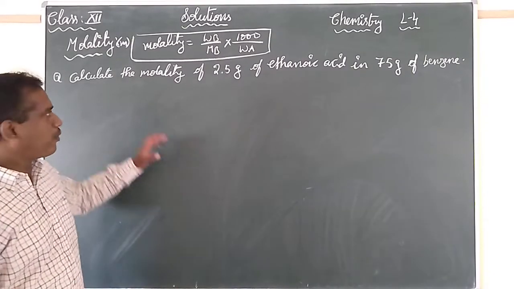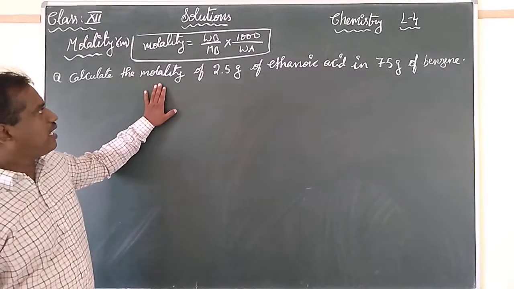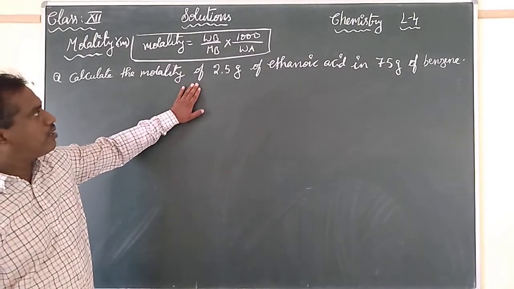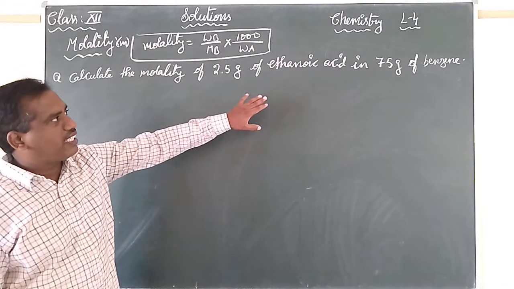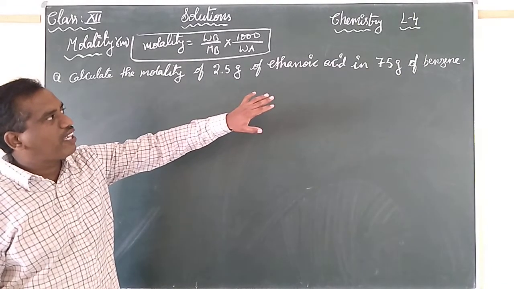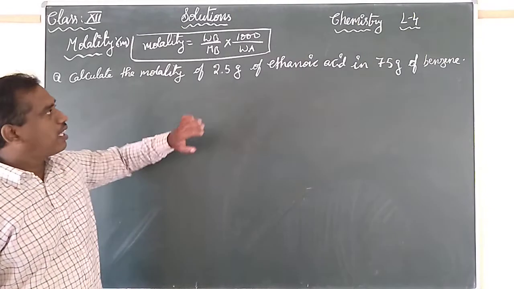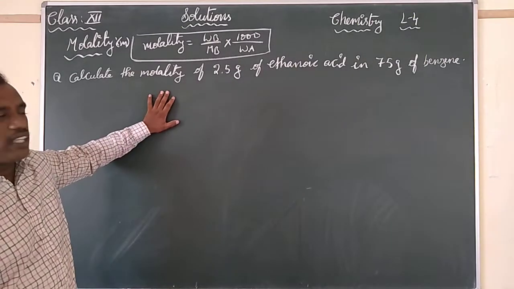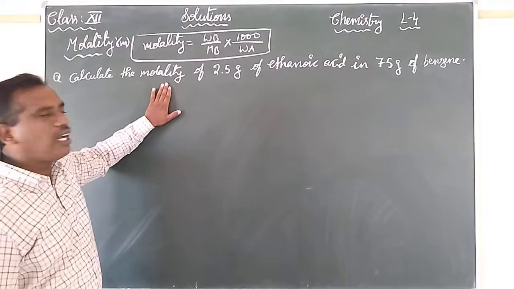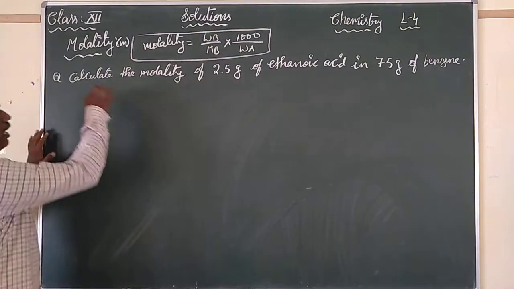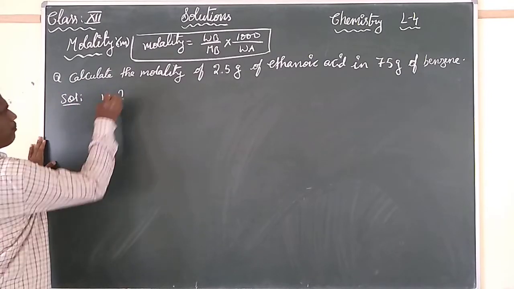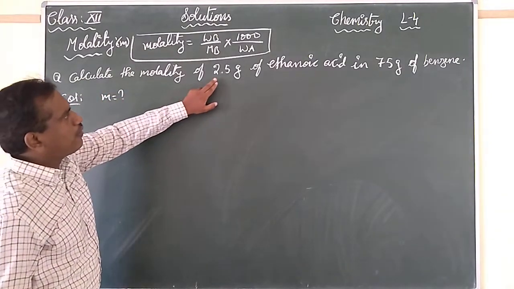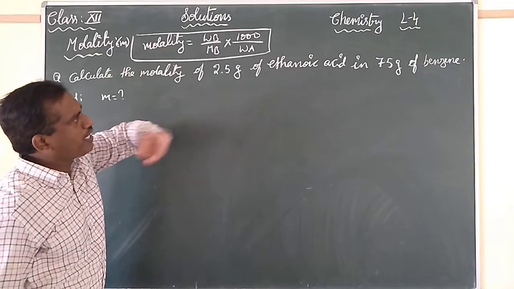Let us see the question. Calculate the molarity of 2.5 grams of ethanoic acid in 75 grams of benzene. When we study this question, they are asking us to calculate the molarity. Means we don't know the M, so M needs to be calculated, of 2.5 grams of ethanoic acid.